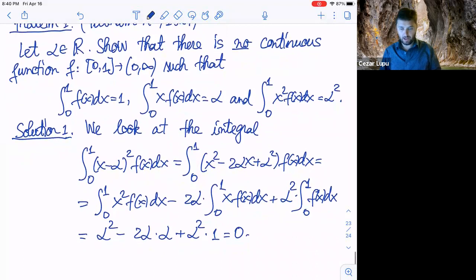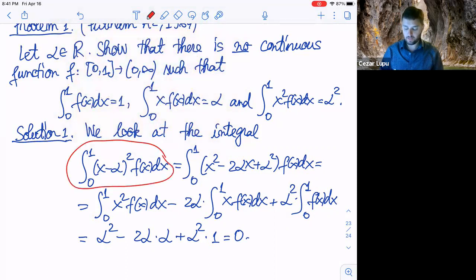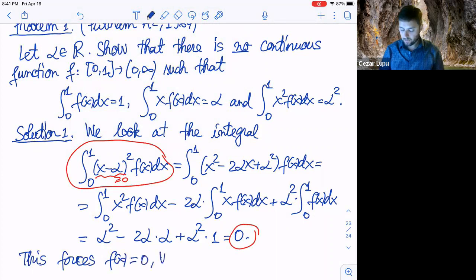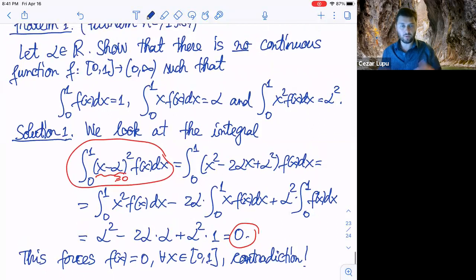So we have obtained that this integral is equal to 0. Well, clearly the function inside is non-negative, so this forces f(x) to be 0, which is a contradiction because we know that f is strictly positive. So where did the contradiction come from? Well, we assumed that there exists such a function f which satisfies those three conditions given in the hypothesis.